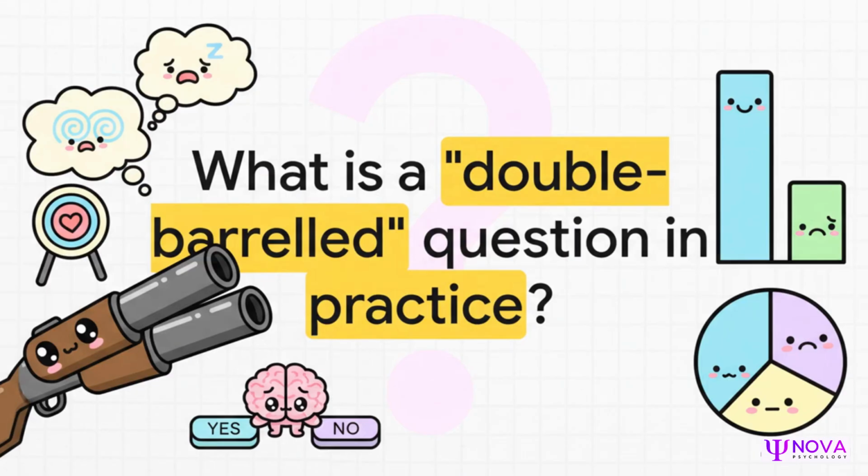Let's zoom in on that second rule for a second, the one about measuring only one idea. A really common mistake here is writing what's called a double-barreled question. It tries to ask two things at once. For example, imagine an item that says, "I often feel anxious and have trouble sleeping." That's a flawed question. Why? Because someone might feel anxious all the time but sleep like a baby. Their agree or disagree response would be totally impossible to interpret.